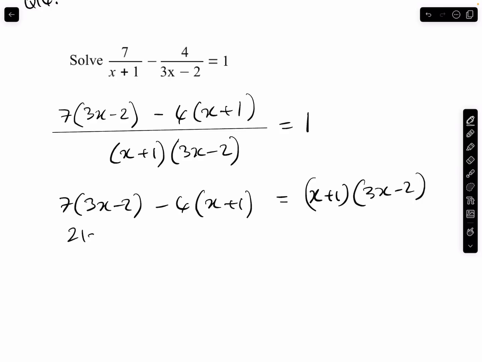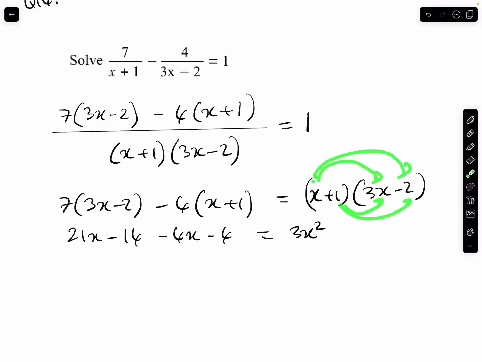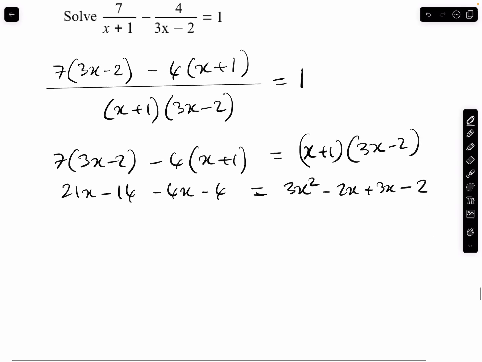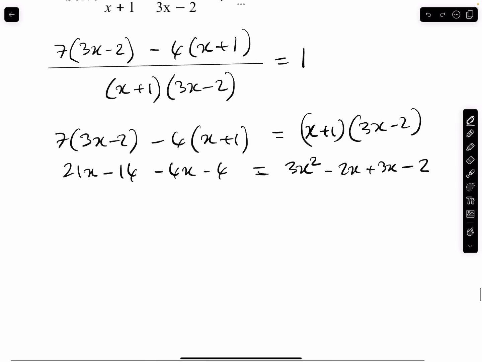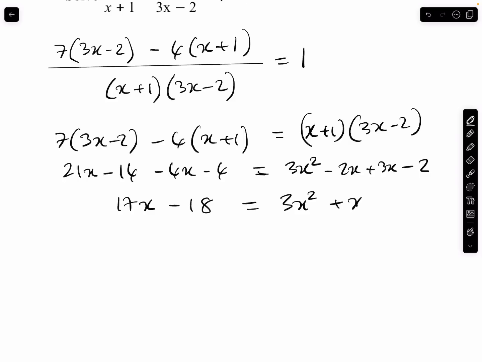So we get 21x minus 14 minus 4x minus 4. And here we get 3x squared. So I'm multiplying this way, like that. So 3x squared minus 2x plus 3x minus 2. Let's just collect the like terms on their respective sides first. So 21x minus 4x gives us 17x, and then minus 14 minus 4 is minus 18. And on this side, we just got 3x squared, and then minus 2x plus 3x is plus x minus 2.